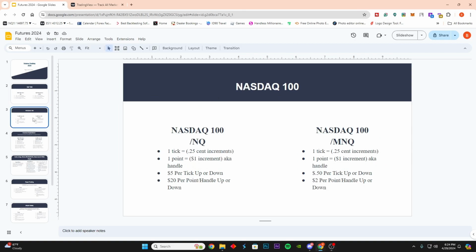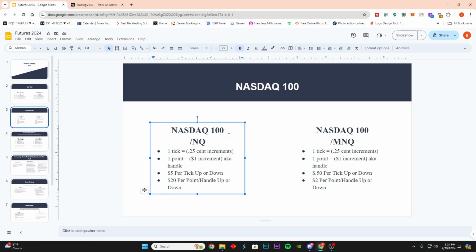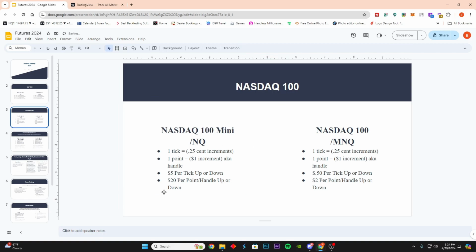Going over to the NASDAQ 100, same thing. Again, not going too deep into what it is. It's just an index that represents the top 100 technology companies, or anything tech related. Looking at the Nasdaq 100 mini, /NQ, the tick and the point are very similar to the S&P 500. Every tick is the same thing, a 25-cent increment.